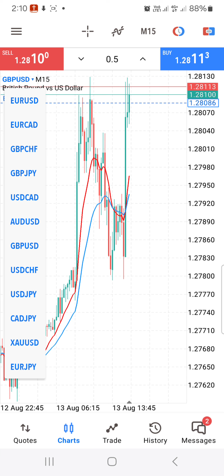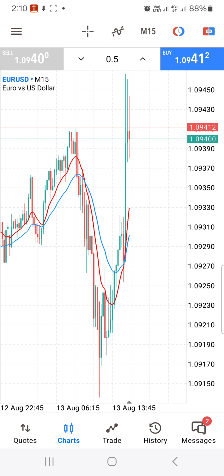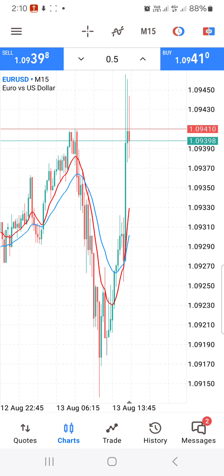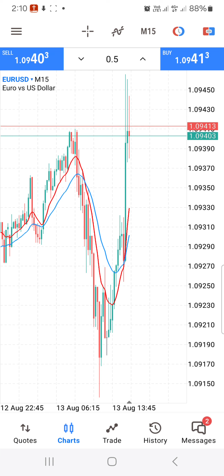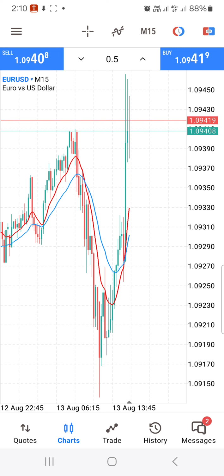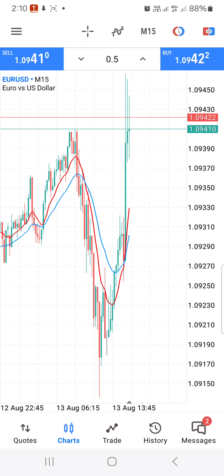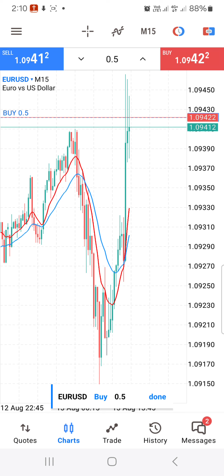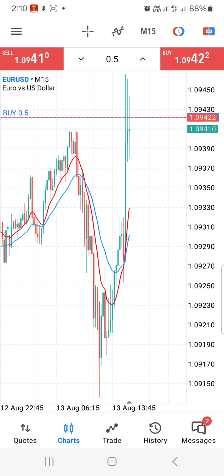Let's see, which one? Let me see. Euro JPY. Same thing. Euro USD. It's the same thing. It's up. You can see the red has crossed the blue. Don't mind this candle. If you enter buy, now you see the candle will change to be for a buy still. You see the candle, I can still place a trade. You see, I just placed a trade on Euro USD.